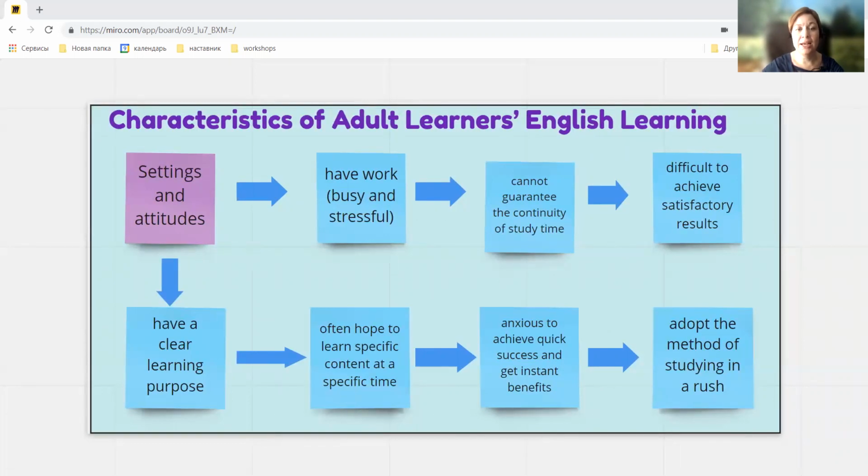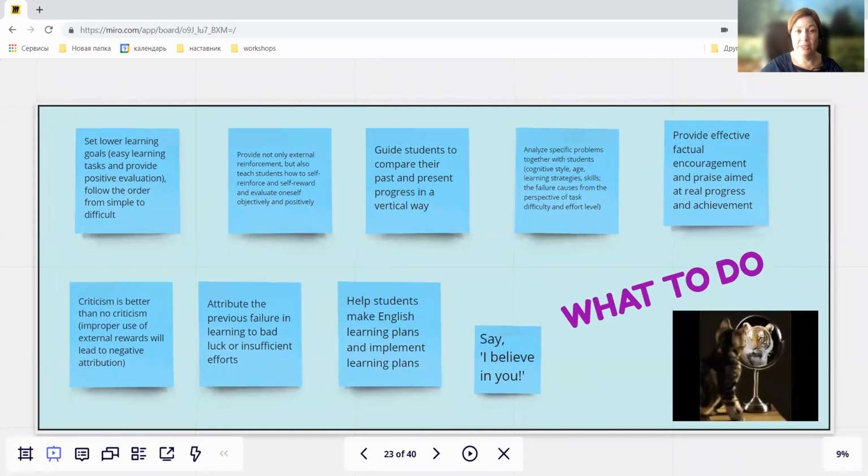In addition, adult learners have a clear learning purpose. They often hope to learn specific content at a specific time and are anxious to achieve quick success and get instant benefits. As a result, they may adopt the method of studying in a rush. And of course, you may ask what to do. And please pause the video for some minutes and think how you can answer this question. Then look attentively through the information in the slide.